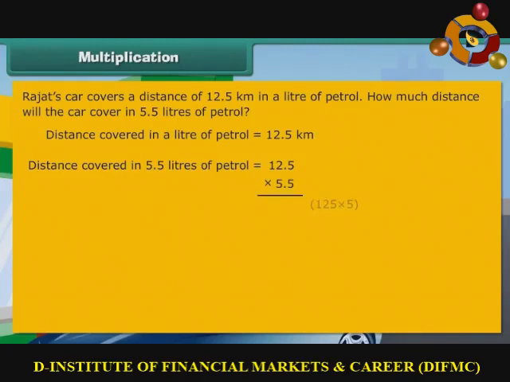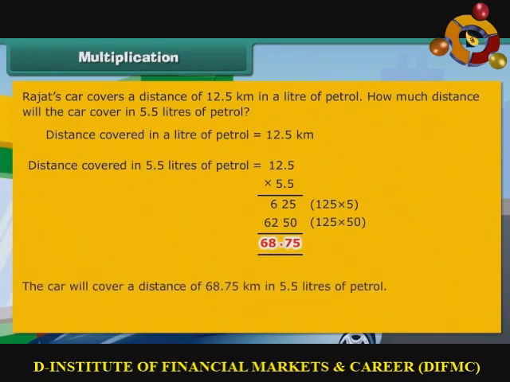First, we multiply 125 by 5. Then we multiply 125 by 50. We add the two products to get 6,875. As there are two digits after decimal point, one in 12.5 and the other in 5.5, we count two digits from the right and place a decimal point before 7 in the result. Therefore, the car will cover a distance of 68.75 km in 5.5 liters of petrol.